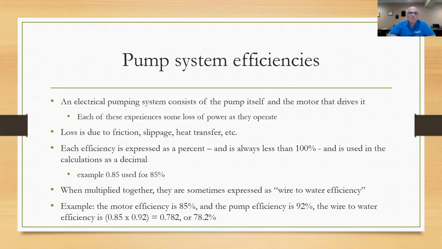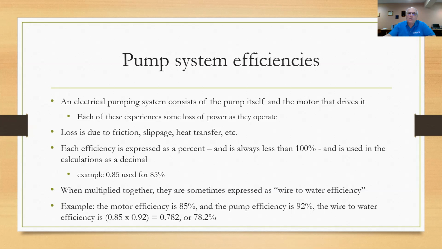So here's pump system efficiency, the terms for that. An electrical pumping system consists of a pump itself and the motor that drives it. Now, I know there are other kinds of pumping systems, like a gasoline engine or natural gas, but we're talking about electrical systems today, making it simple. Each of these experiences some loss of power as they operate. So the motor experiences some loss of power, so it's not 100% efficient. And the pump experiences loss of power. It's not 100% efficient. Of course, these losses are due to friction, slippage, heat transfer, all that kind of thing.